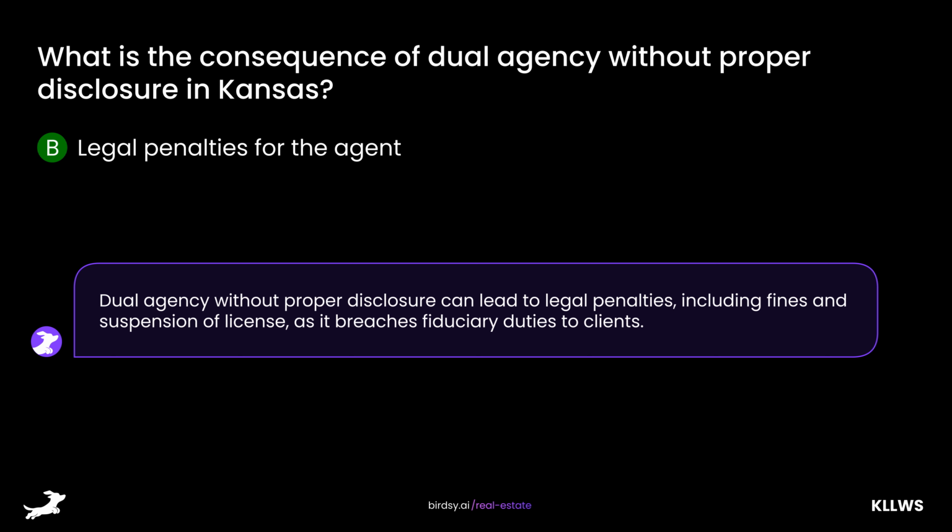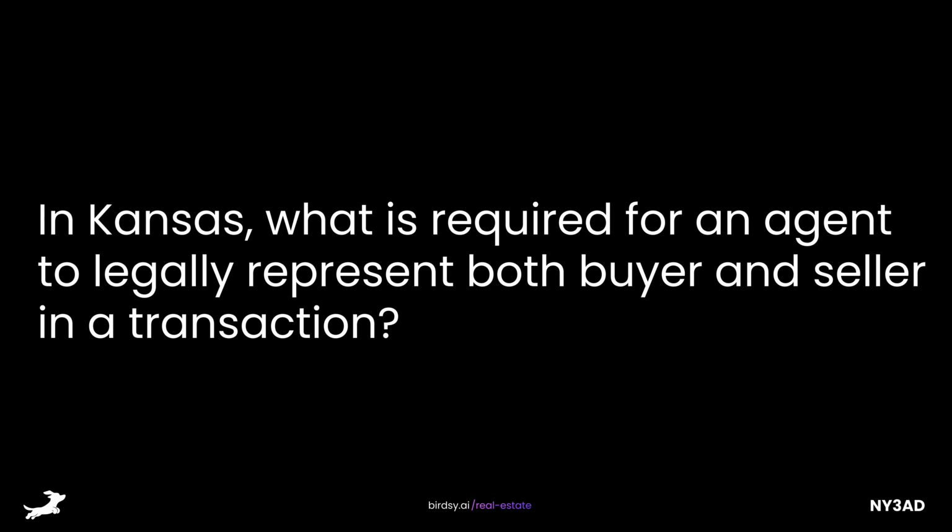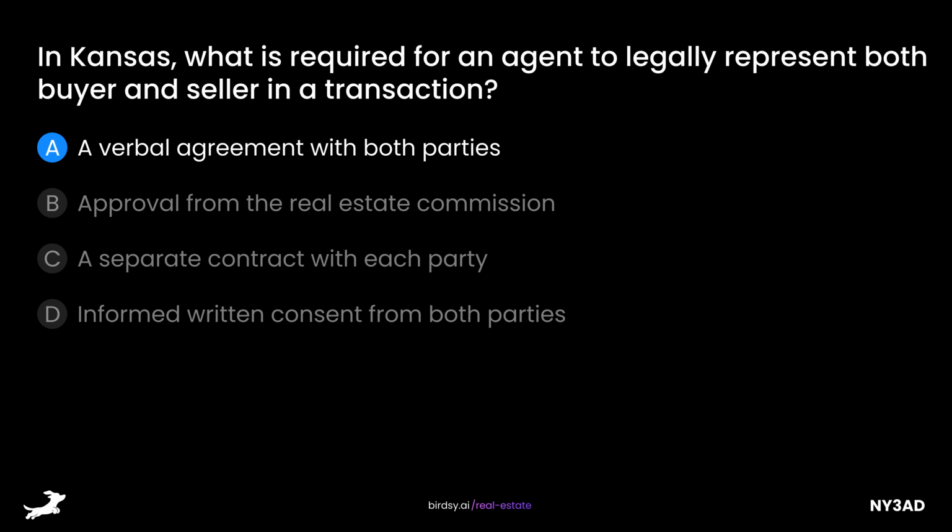Dual agency without proper disclosure can lead to legal penalties, including fines and suspension of license, as it breaches fiduciary duties to clients. In Kansas, what is required for an agent to legally represent both buyer and seller in a transaction? Is it A, a verbal agreement with both parties, B, approval from the Real Estate Commission, C, a separate contract with each party, or D, informed written consent from both parties? The answer is D, informed written consent from both parties.